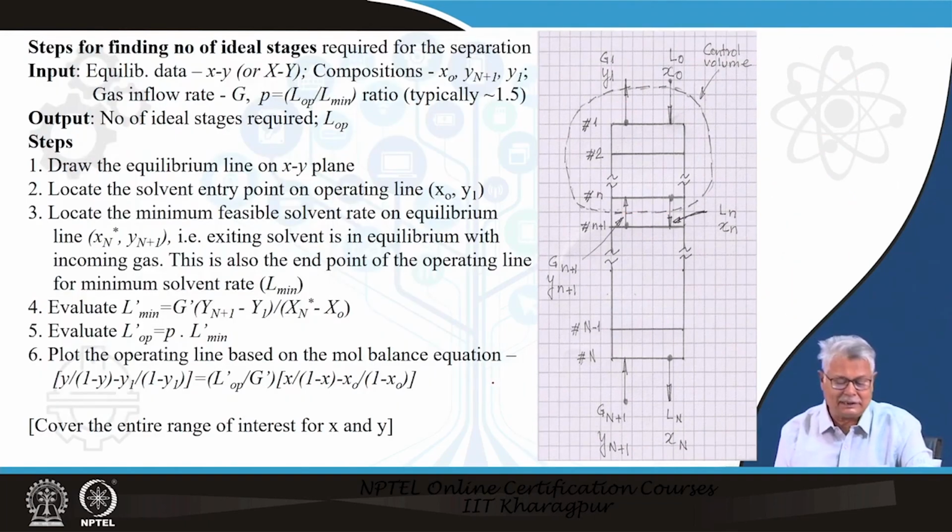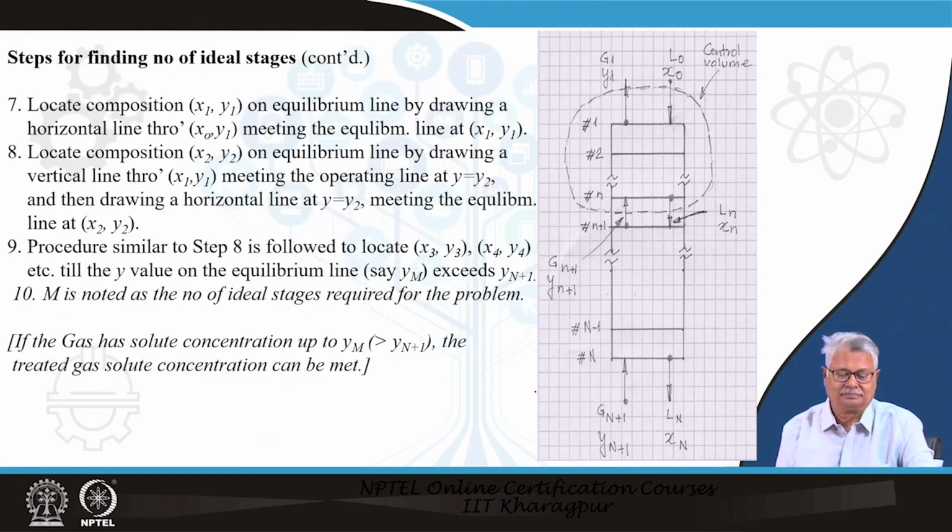Here we have the same thing written in a stepwise set of instructions, which is basically how to plot the operating line, and it has to cover the entire range of interest for x and y. For x, naturally it is x0 to your xn star, and this exactly is a procedure for finding out the number of stages required, which we already have demonstrated.